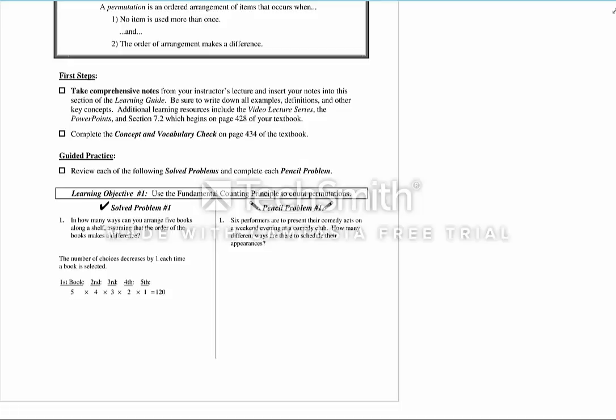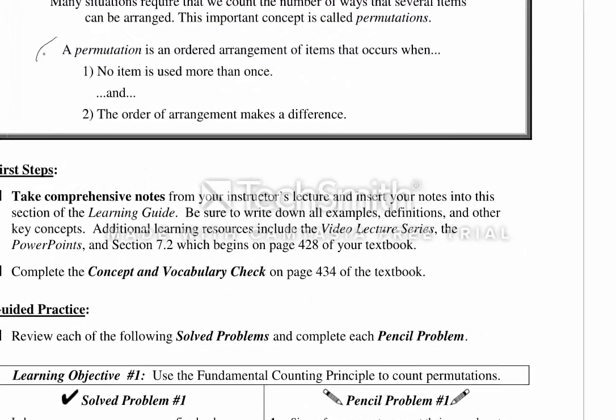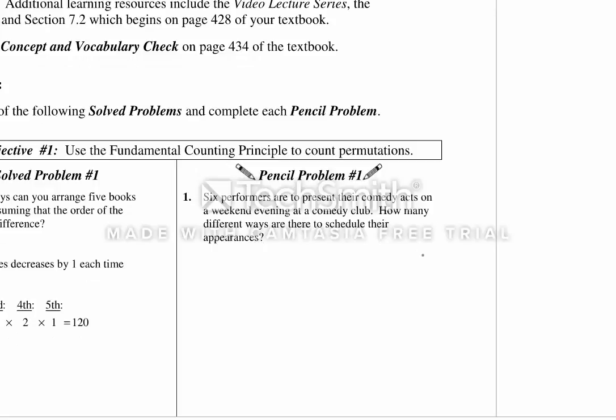In 7.2, we look at permutations, and there's a little bit of a definition up here. A permutation is an ordered arrangement of items that occurs when no item is used more than once and the order of the arrangement makes a difference. So you'll see problems in this section referring to, like this one, the order that their appearances are. Maybe someone gets first, second, and third place.